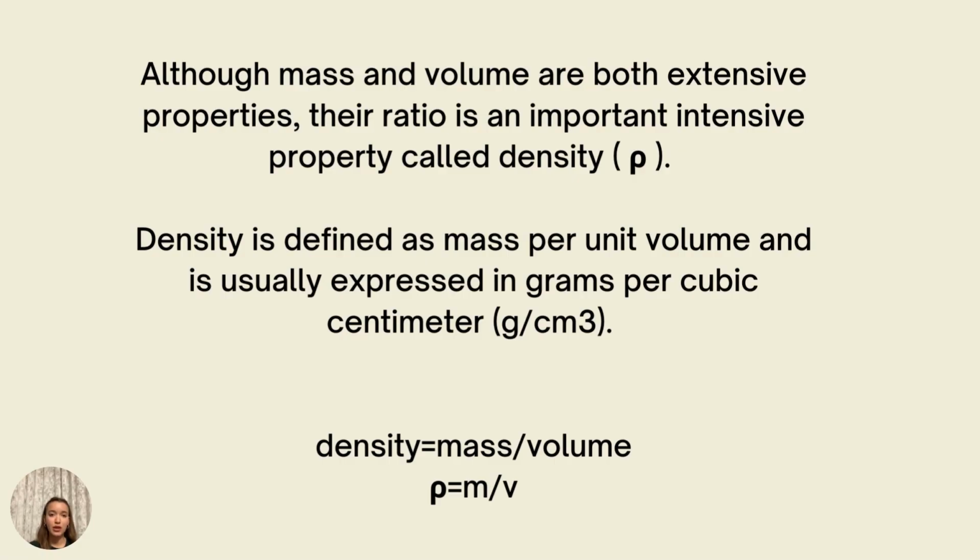intensive. But although we have mass and volume, which are both extensive, the ratio of them, so mass over volume, is not extensive. Instead, it is an important intensive property, and we call this density. So density is mass per unit volume, and we usually express this in grams per cubic centimeter. So density, mass over volume.